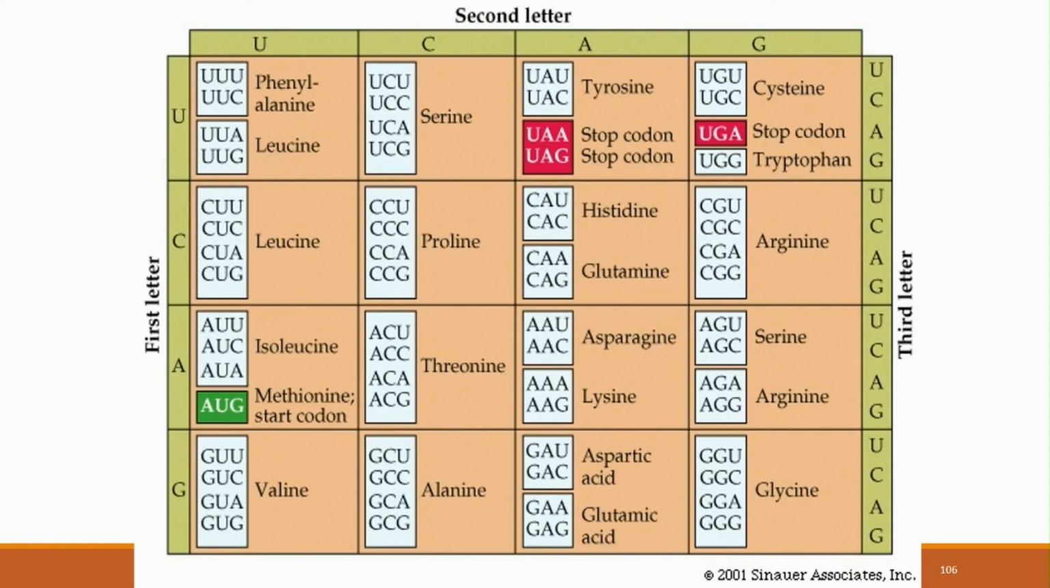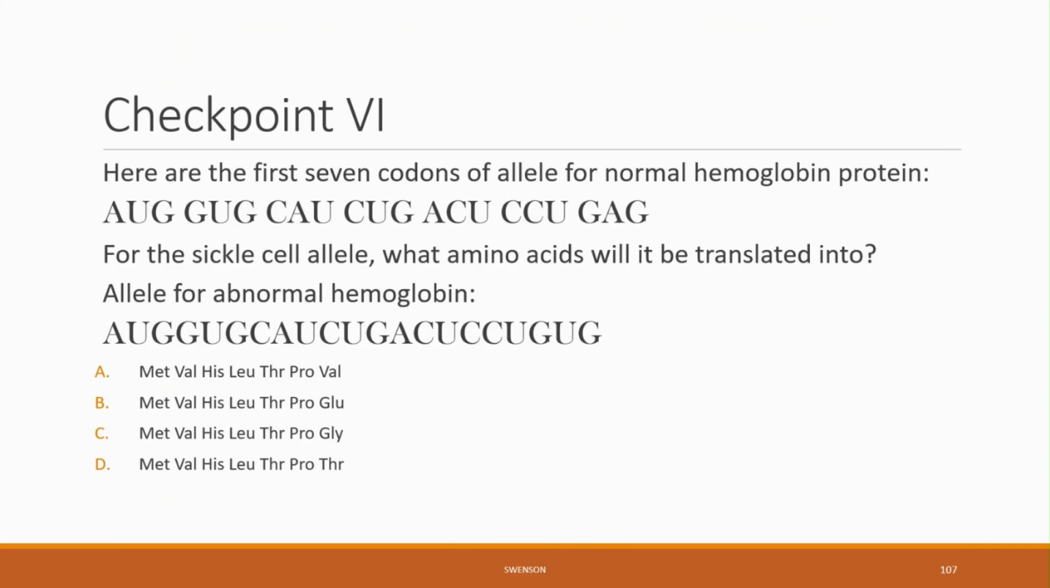And here is the codon chart for the following checkpoint question. So I gave you the 7 codons, amino acids for the normal hemoglobin protein. For the sickle cell allele, what amino acids will it be translated into? For the allele for abnormal hemoglobin, the following.